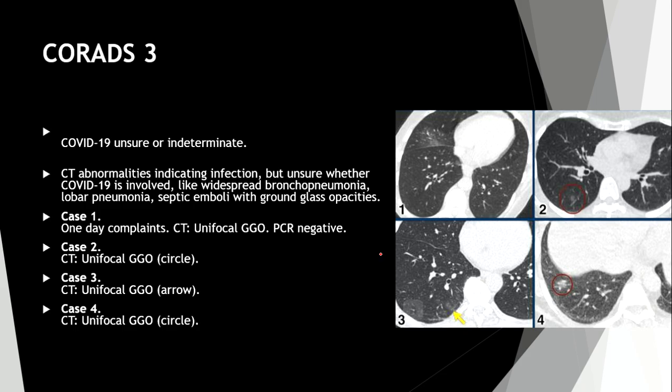CO-RADS 3. COVID-19 unsure or intermediate. CT abnormalities indicating infection but unsure whether COVID-19 is involved, like widespread bronchopneumonia, lobar pneumonia, septic emboli with ground glass opacities. And you have here 4 cases with definitions.